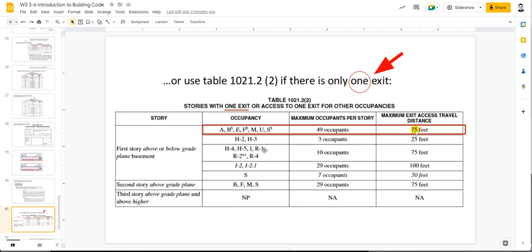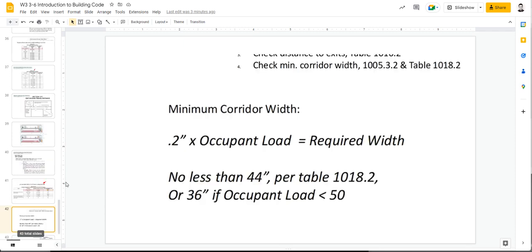That's a different occupancy altogether. We're talking about here assembly or apartments or dormitories, institutions, and all that other stuff. So generally always two exits, because the only time you only need one is when you have less than 49 for each floor. Then you can have a shorter travel distance.